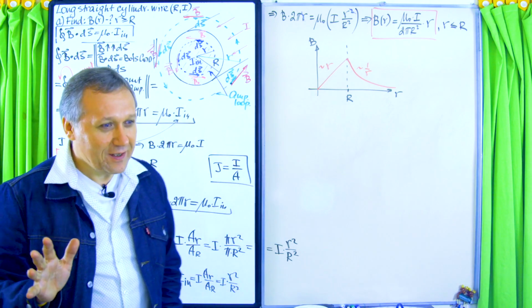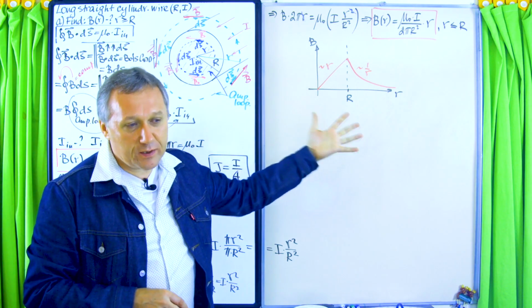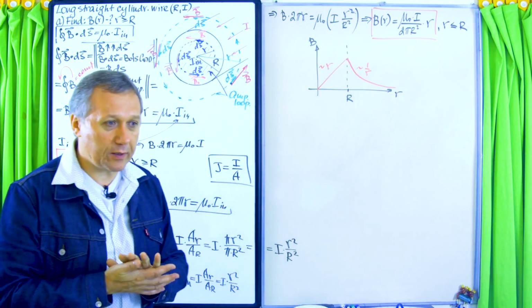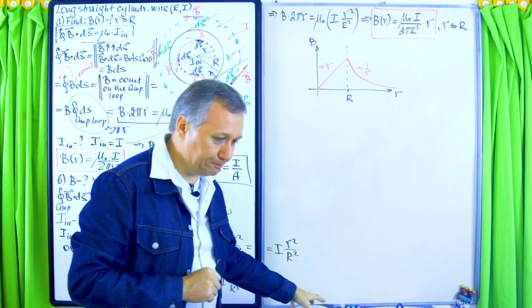I muted myself. Yeah, it's basically how B changes with the distance from the wire. r is the distance from the wire, from the center of the wire. Very important, from the center of the wire.